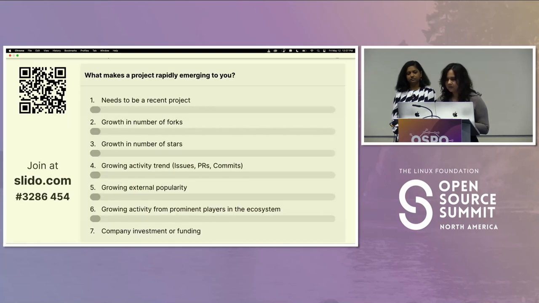I want to know what makes a project rapidly emerging to you. These are some prompts. You will see this on your phone screen. If you don't need to scan it again, you should again see this pop up. If you can rank or pick any of these that seem important to you, you can just click on it and rank it. We want to get a check of what people think is more important within their communities to make a project rapidly emerging.